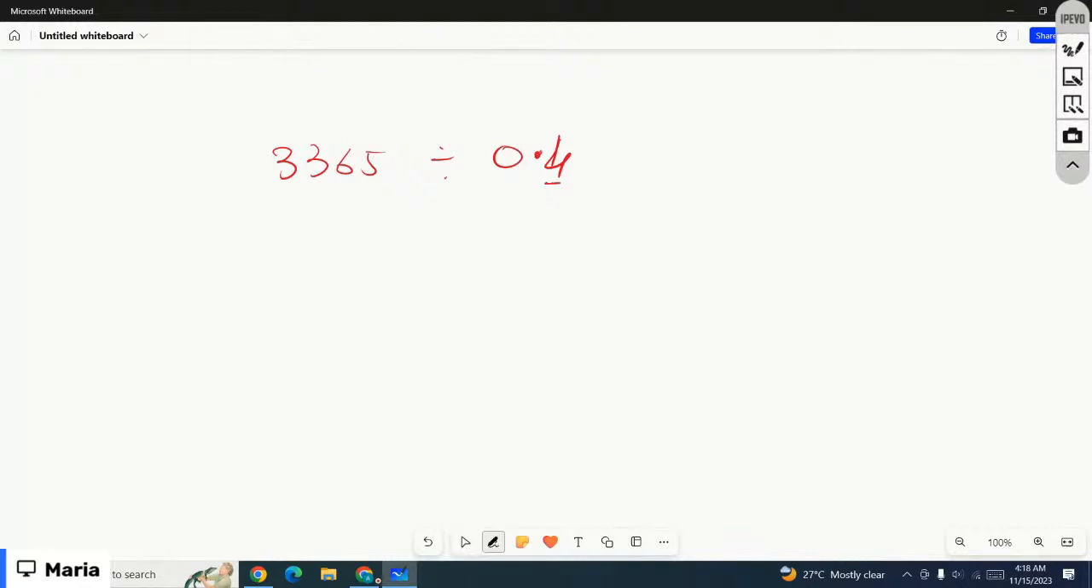So when you move one place right, the decimal point needs to move one place right. That means you have to add 0. It would be 33,650 and then 4. So now simply divide 33,650 by 4, like you simply divide, right?